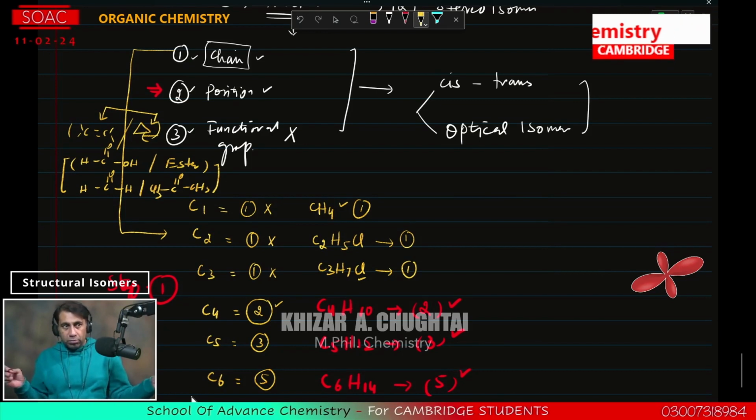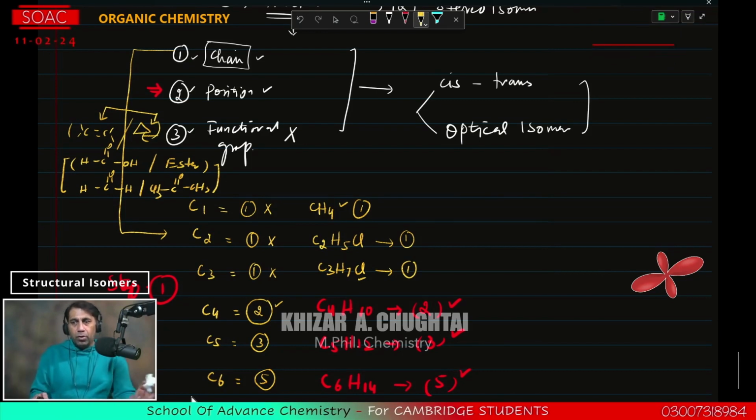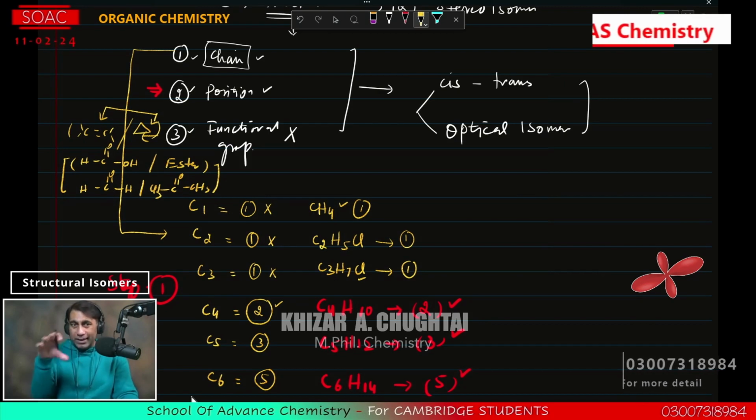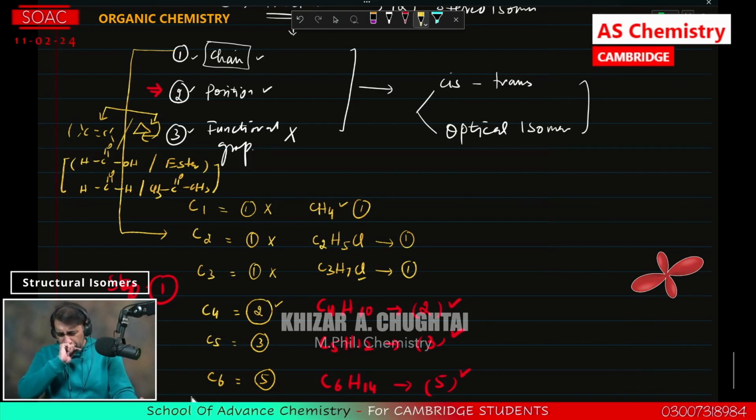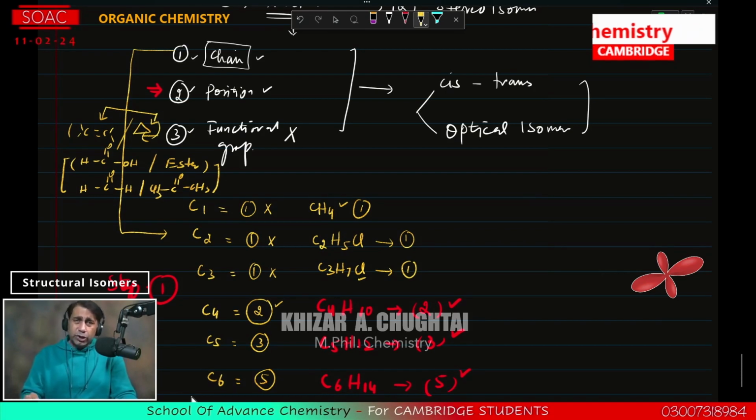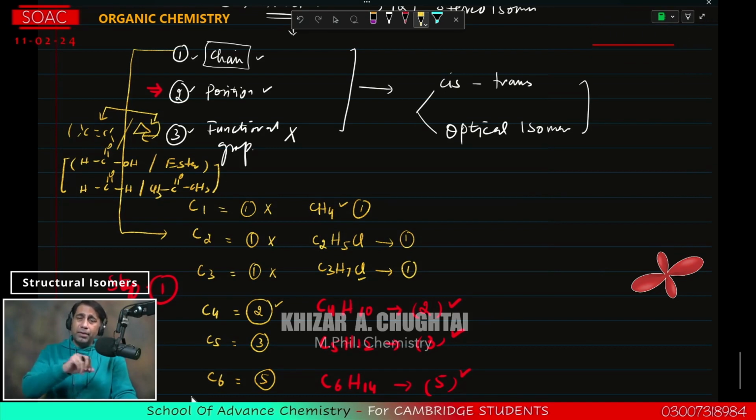So basically, as far as your level is concerned, your syllabus is concerned, almost maximum, if I'm not wrong, as far as my memory is concerned at the moment, only these 3 functional groups can be asked as functional group isomerism. But the rest of all the isomers will be either chain isomers or position isomers. So this is the theme.